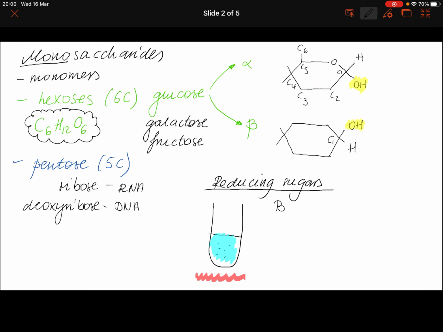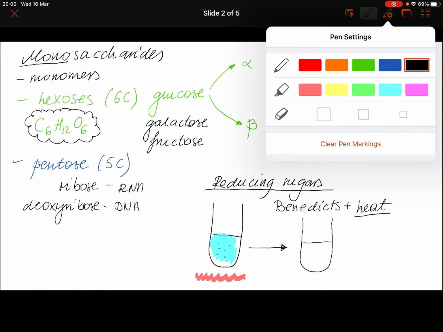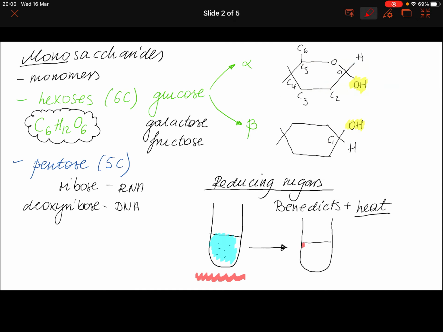So the simple method here for the reducing sugars is Benedict's and heat. Many students are forgetting about the idea of heating, so remember, to test for the presence of reducing sugars, you will add Benedict's and you will heat that solution. What will happen if the reducing sugars are present in a sample? You will observe the color change. So the color change, we'll go for the red one. That one suggests that there is a large amount of the reducing sugars.